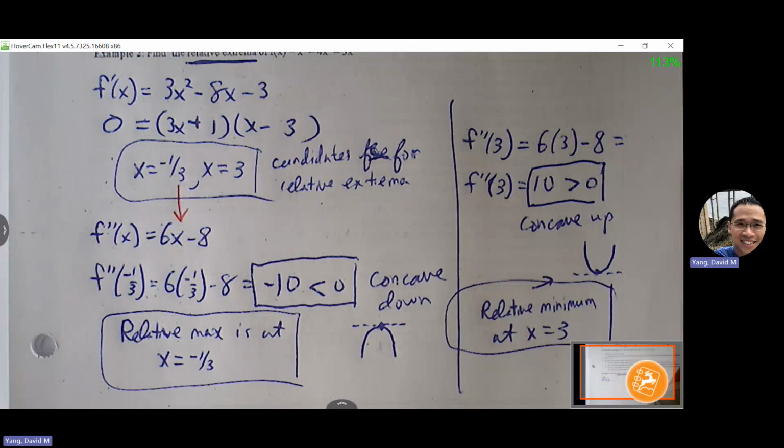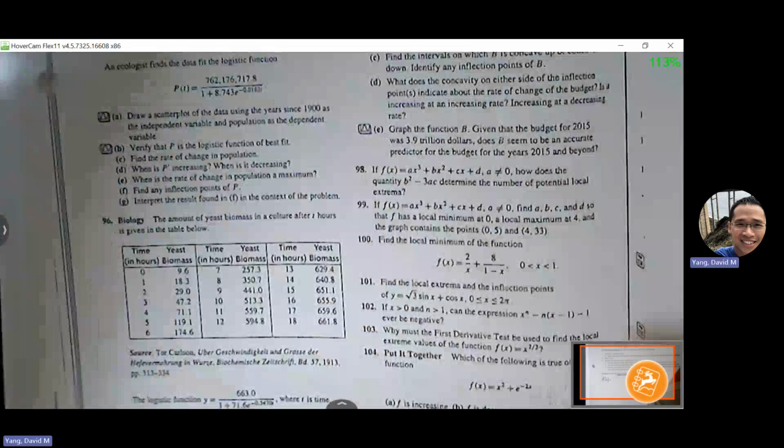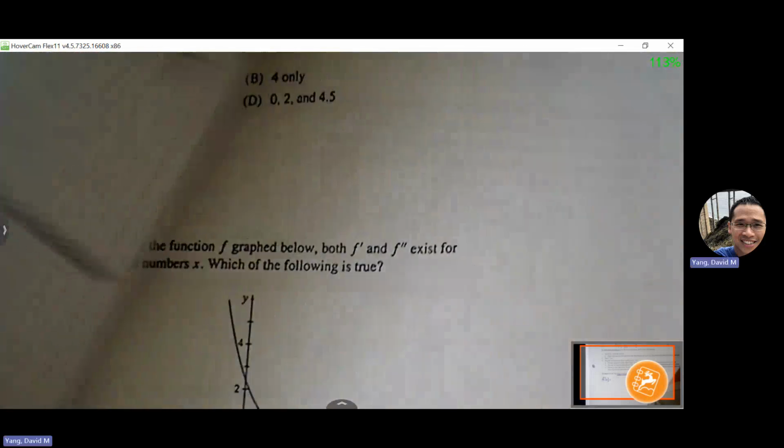Okay, so I just wanted to make sure I go over that. Let's go to our curve sketching page here.